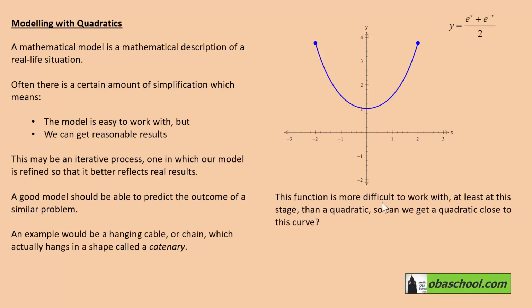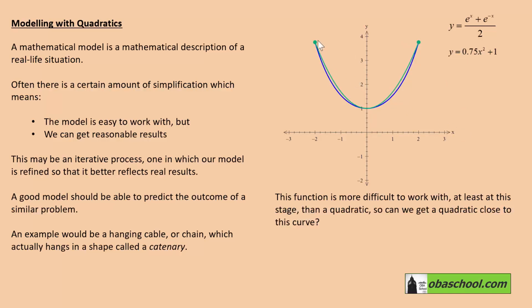This function is more difficult to work with, at least at this stage for you, than a quadratic. So can we get a quadratic close to this curve? Well, here's an attempt. And that one is y equals 0.75x squared plus 1. And we can see it's close in places, but not in other places, and slightly different at the end points. So can I do better than that?